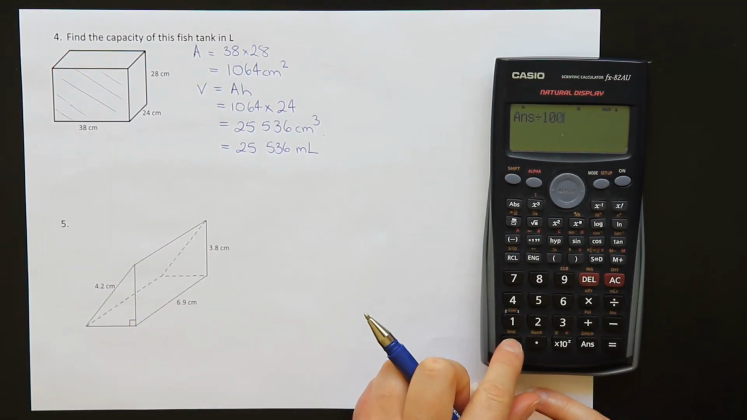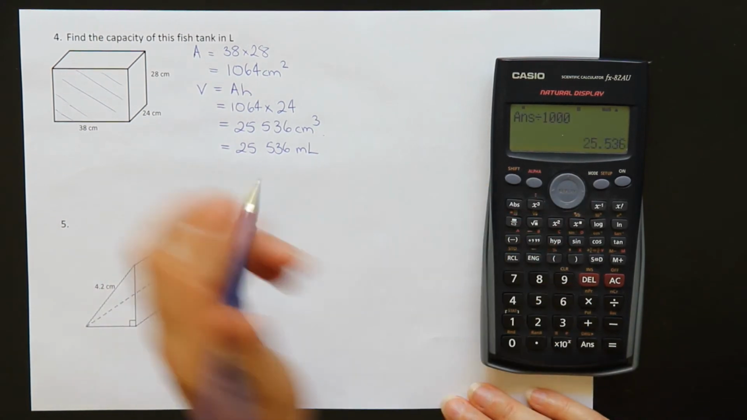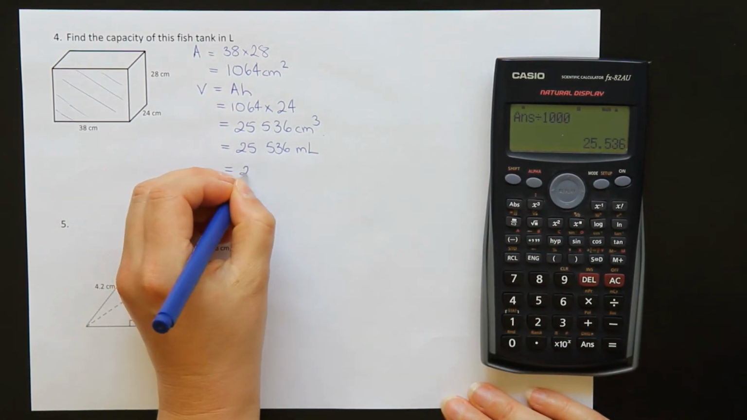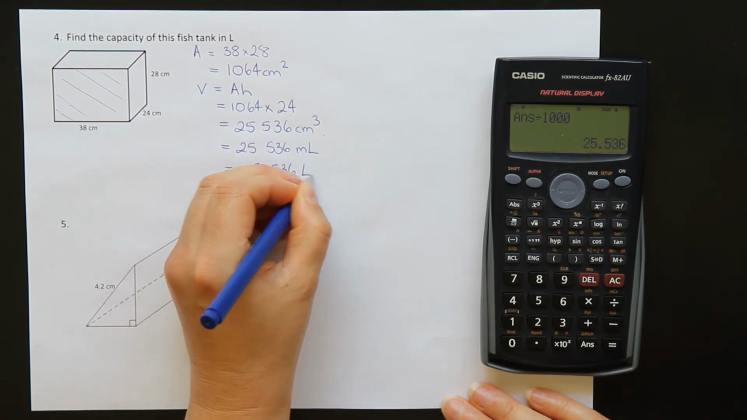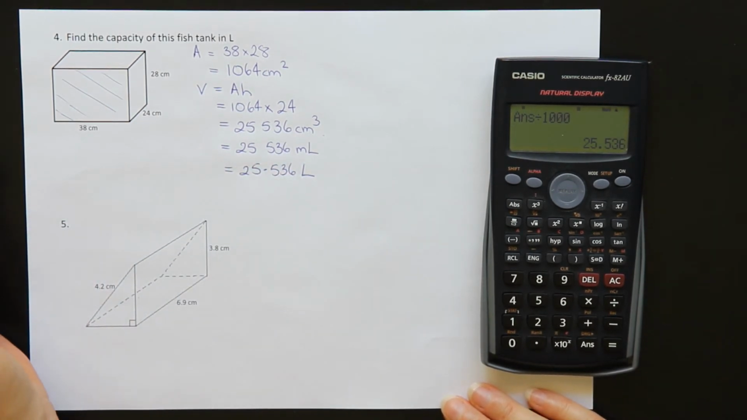So divide 1,000 is 25.536 litres inside that fish tank. Okay, last question here is question 5. We want to find the volume of this shape here.